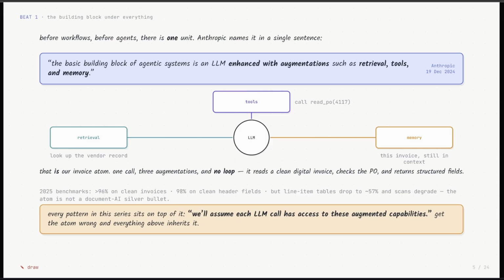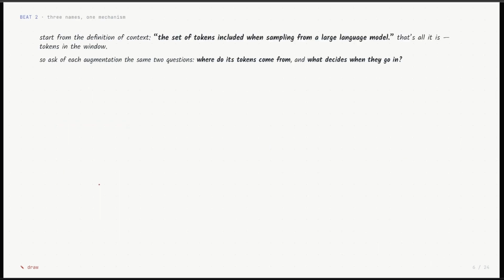Anthropic writes, for the remainder of this post, we will assume each LLM has access to these augmented capabilities. So every pattern in the series sits on top of this thing. You need to understand what is the atom that we have, and then from there you're gonna build on. But this is our atom. Now, the part I actually want you to remember, and this is based on everything I've been talking about until now. Let's talk about context.